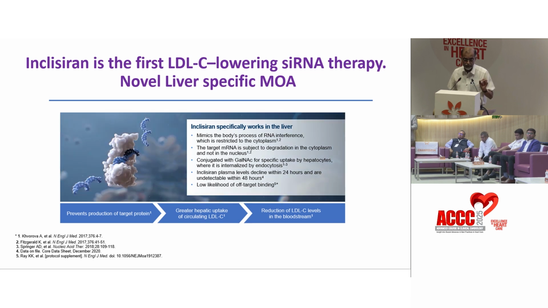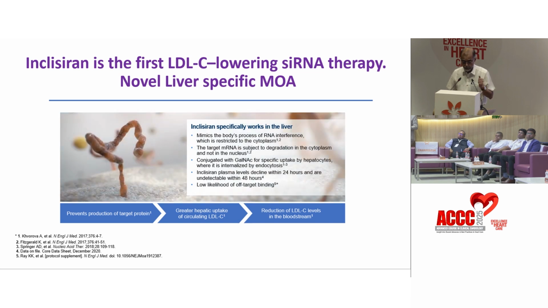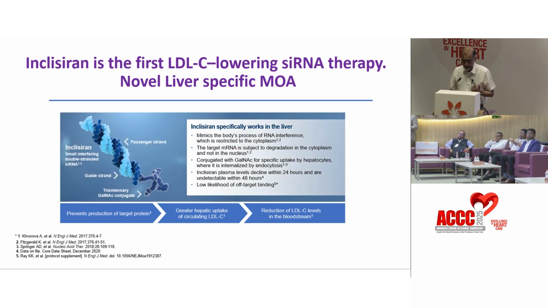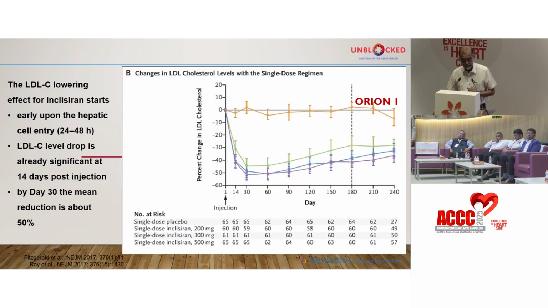The level of inclisiran per se declines within 24 hours, and is undetectable in the blood within 48 hours, with a low likelihood of off-target binding. So it basically mimics the body's process of RNA interference and thereby reduces the PCSK9 levels. The ORION-1 was a dose-finding study where it showed that even at the doses of 200 milligrams and 300 milligrams, there was a significant fall in the LDL values, and that too within 14 days after the first injection. And by day 30, the mean reduction is about 50%.